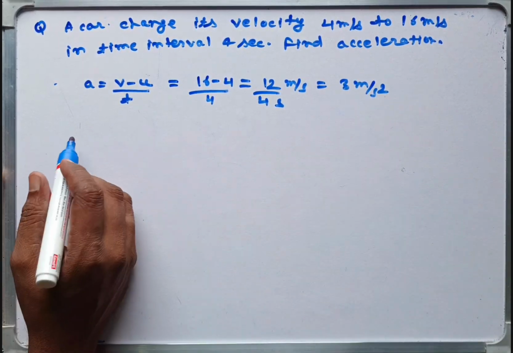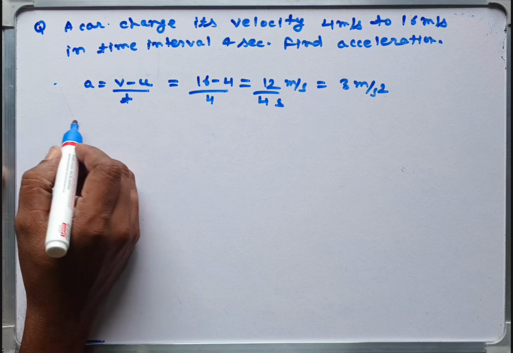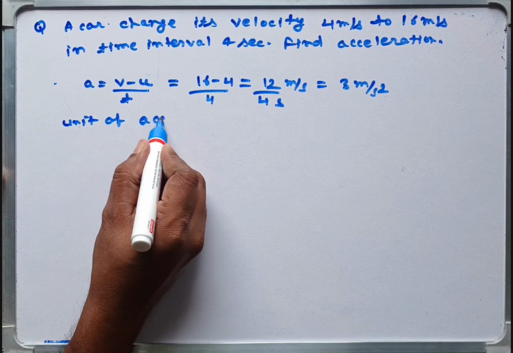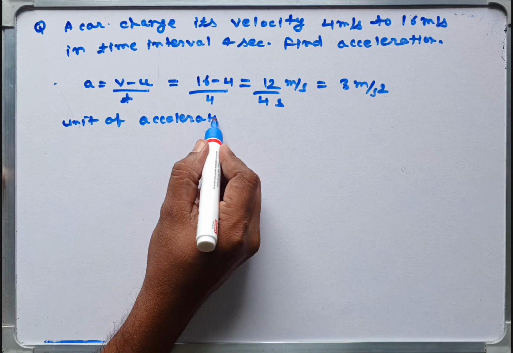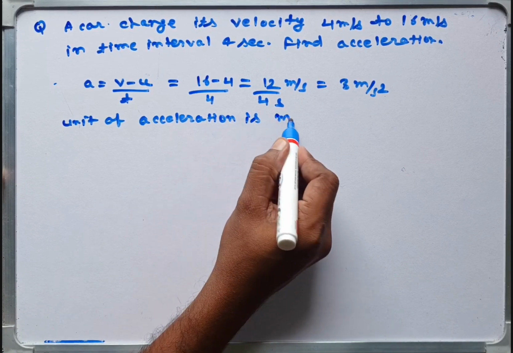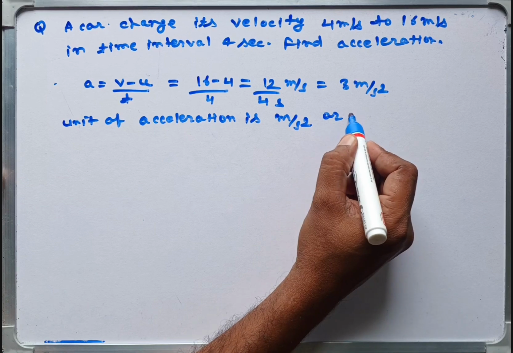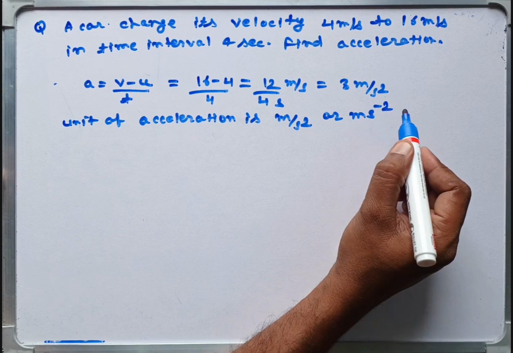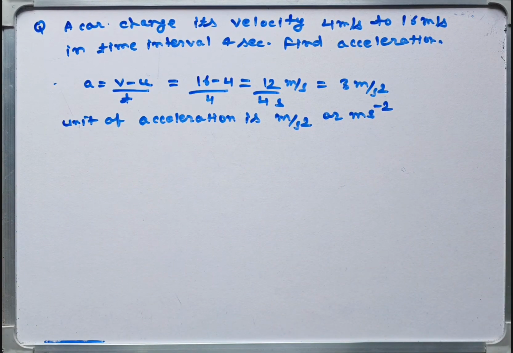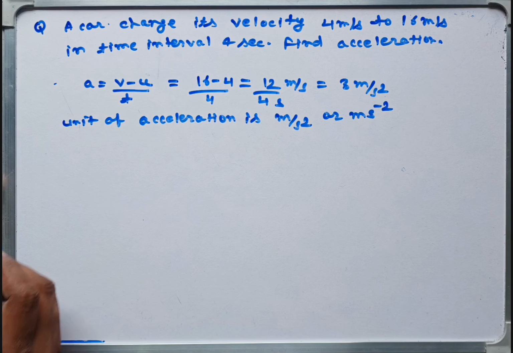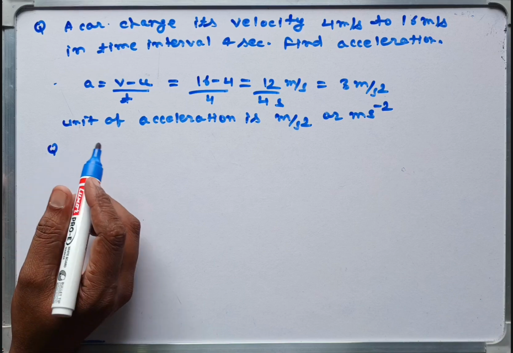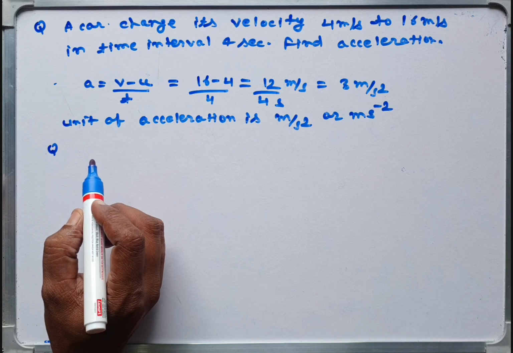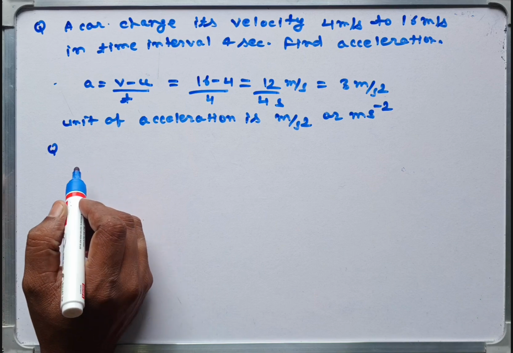Okay, so what you notice here, the unit of acceleration is meter per second square, or in some books it is written like this, m/s to the power of -2. Okay, so both are the same. So guys, next we see how to represent motion of an object on a graph.